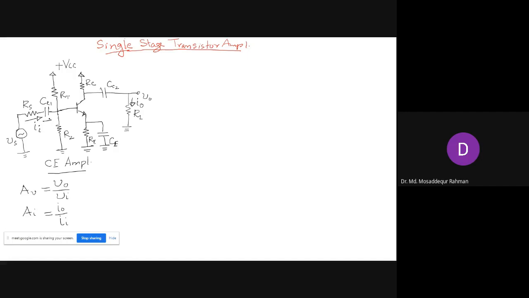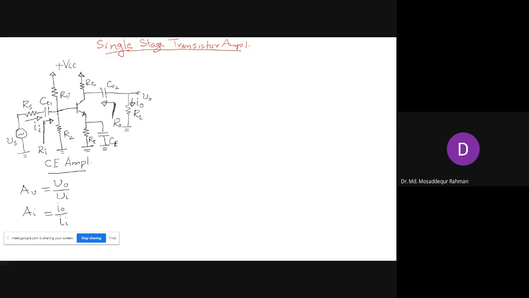The input resistance is the resistance looking into the amplifier at the input side. So that is the resistance seen by the signal source. Output resistance is the resistance looking from the output side, and that is the resistance seen by the load. So these are the parameters. There are other parameters, but we are primarily interested in these four parameters: voltage gain, current gain, input and output resistances.